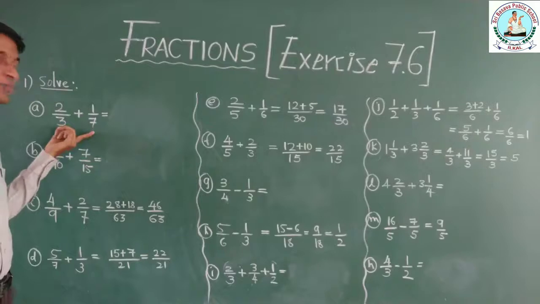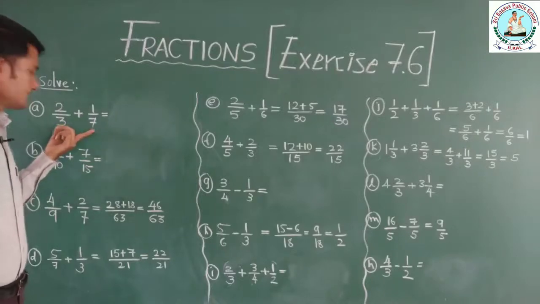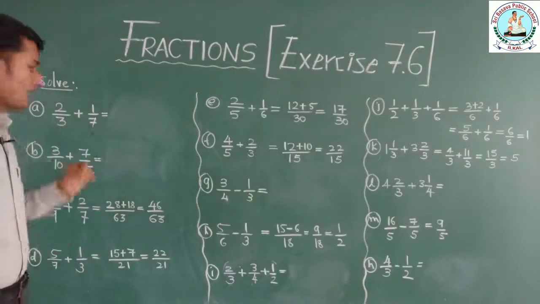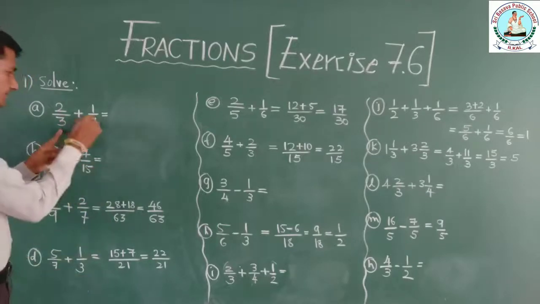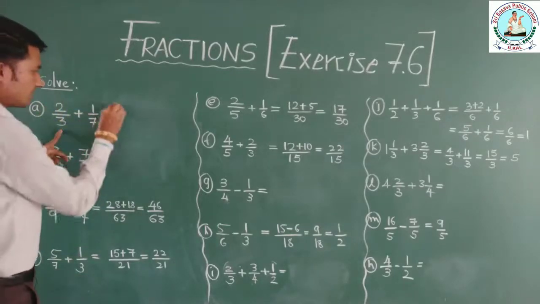We solved so many problems like this yesterday. It is just like adding unlike fractions. Unlike fractions can be added like this. First we do the cross multiplication. 2 sevens will be 14.